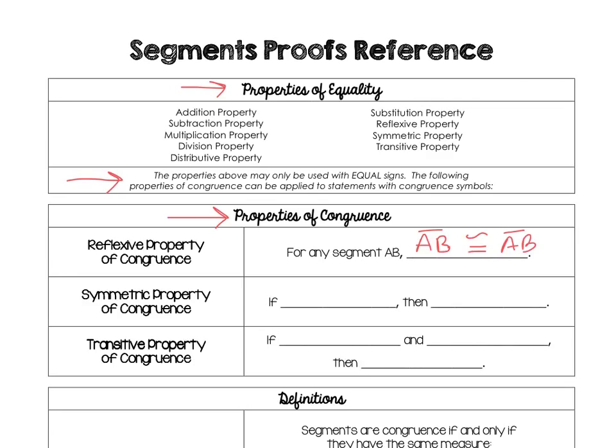The symmetric property of congruence states that if we have a segment AB and it's congruent to segment CD, then that means that segment CD is also congruent to segment AB. The transitive property of congruence states that if segment AB is congruent to segment CD and segment CD is congruent to segment EF, then we can conclude that segment AB is congruent to segment EF.